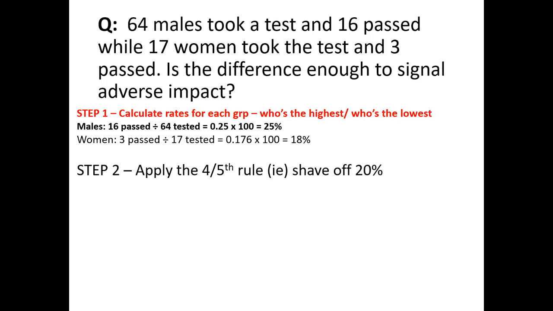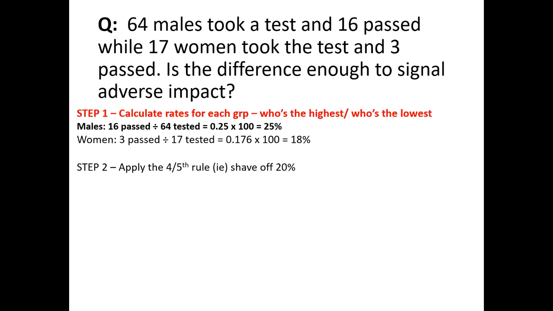Now, in all fairness, it's been some time since we did this, and you might forget what I meant by shave off when I first mentioned this. So let me know if you need a friendly reminder. In other words, we're really only holding the employer accountable for 4/5 of the group with the highest rate, then the balance is 1/5. 4/5 is 80%. Therefore, the balance is 20%.